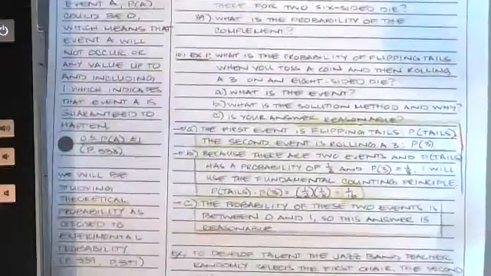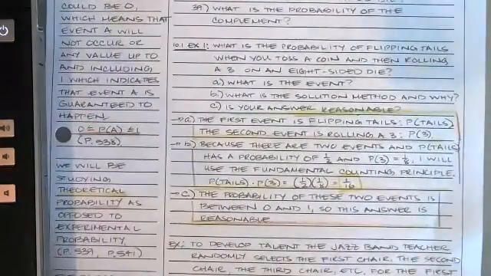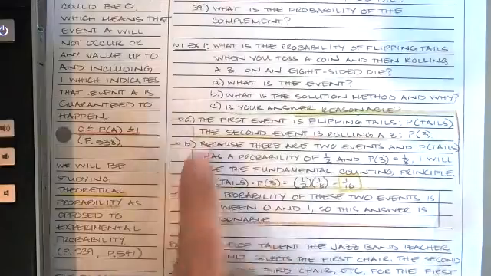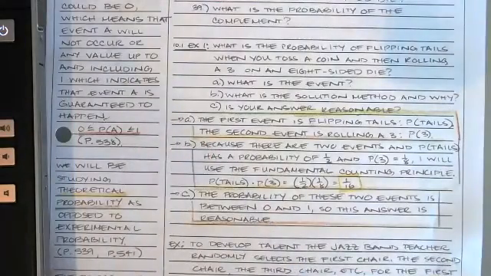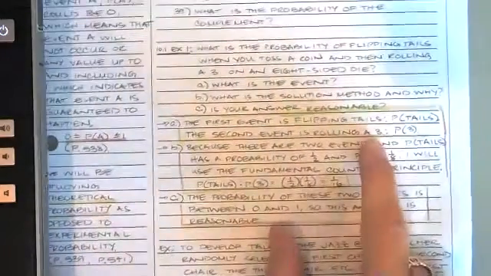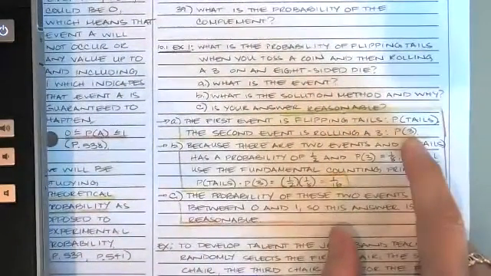So 10.1 example 1 says, what is the probability of flipping tails when you toss a coin and then rolling a 3 on an 8-sided die? So I've got part A is what is the event? Part B is what is the solution method and why? And then part C is your answer reasonable? So part A, the first event is flipping tails. So I've got the probability of tails. And the second event is rolling a 3. So I've got the probability of 3.